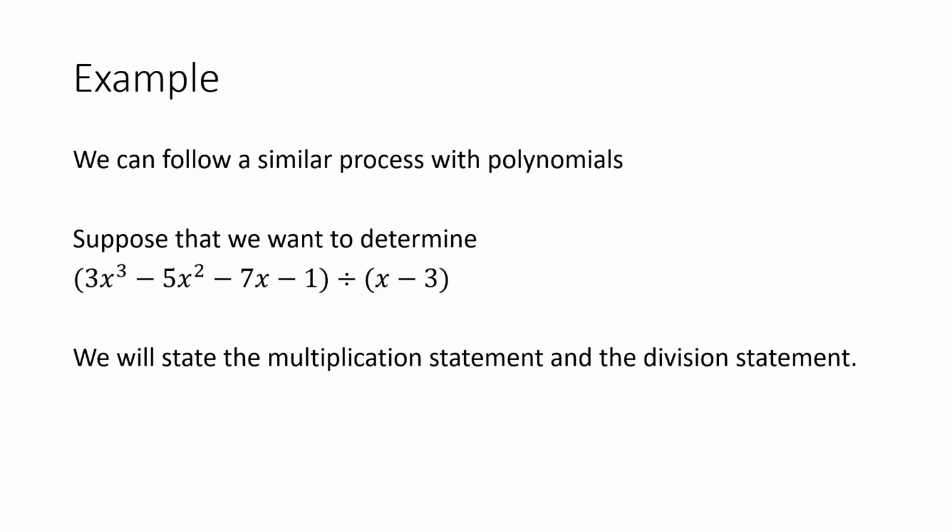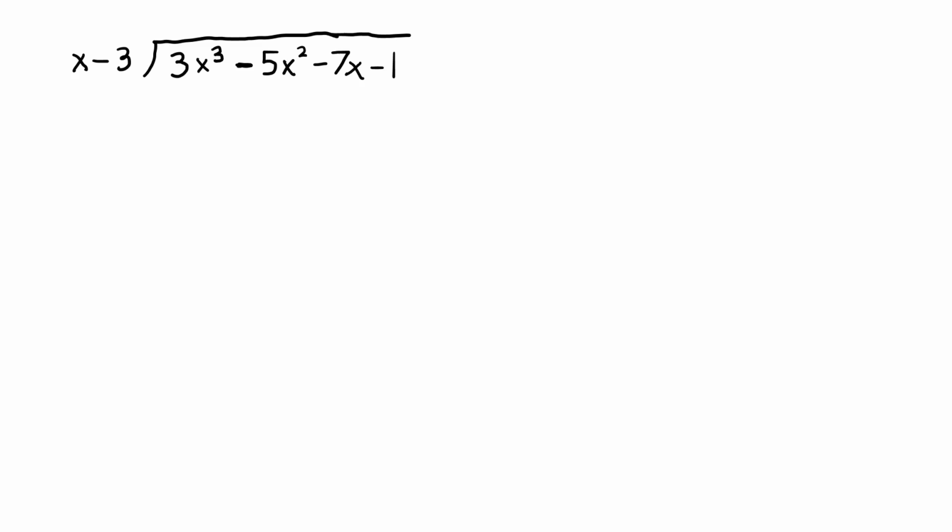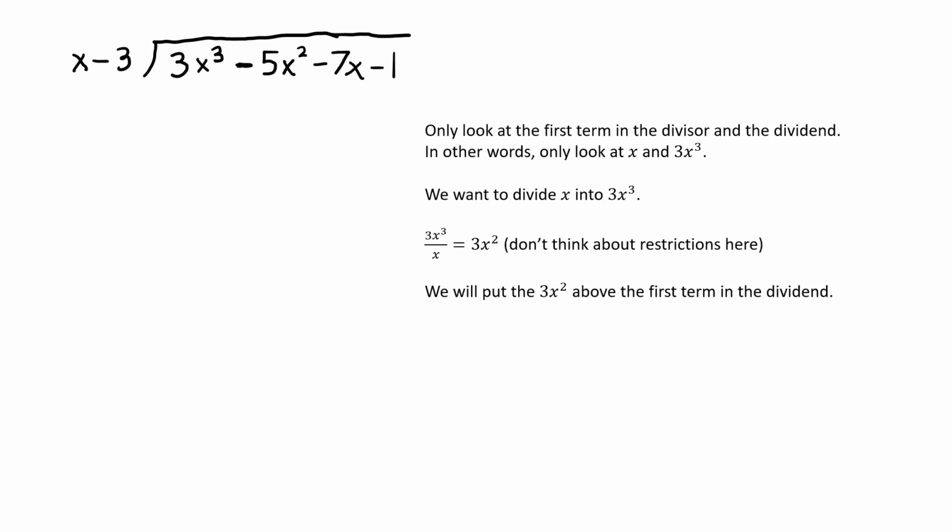Imagine that we want to determine 3x cubed minus 5x squared minus 7x minus 1, quantity divided by x minus 3. We're going to state the multiplication statement and the division statement. Well, we start by putting the divisor on the left and the dividend inside the long division symbol. Now, only look at the first term. Only look at the x and only look at the 3x cubed.